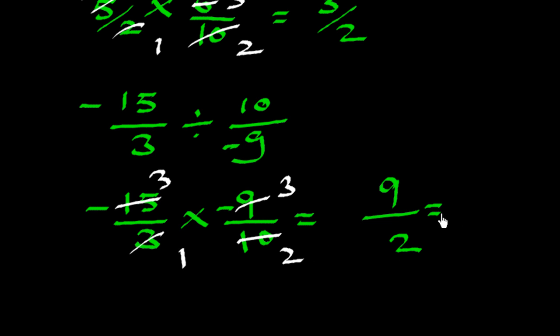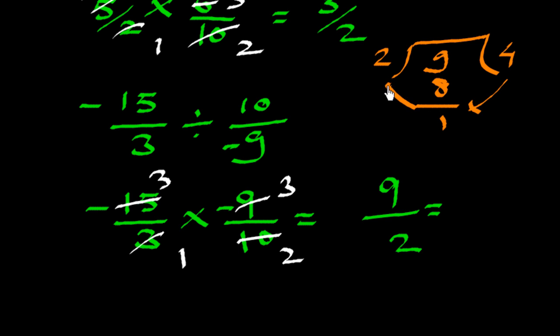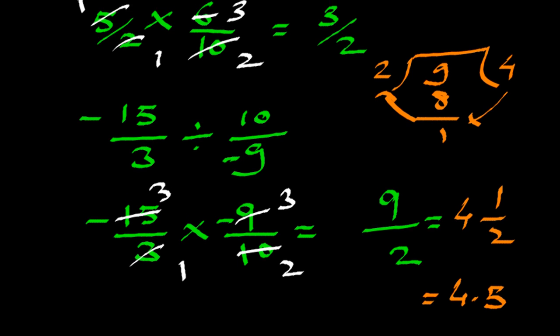Or we can write it in mixed form also. I explain how we convert this to mixed form. 9 divided by 2, 2 4 times is 8, so the remainder is 1. So we write it this way: 4 and 1 by 2, or we can write in decimal form 4.5. So 1 by 2 is 0.5, so 4.5. So this is the division we get of rational numbers.